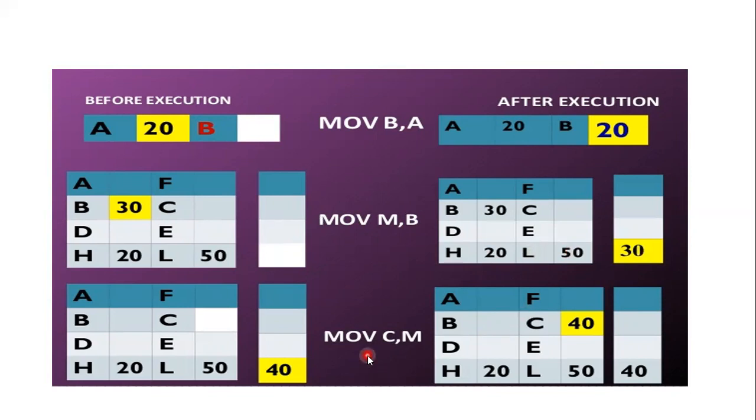Then another example is MOV C, M. That is, the content of memory is moved to the register C. Assume that the memory address is 2050, which contains the value 40. This 40 is moved to register C. So after this instruction, 40 is moved to the register C.